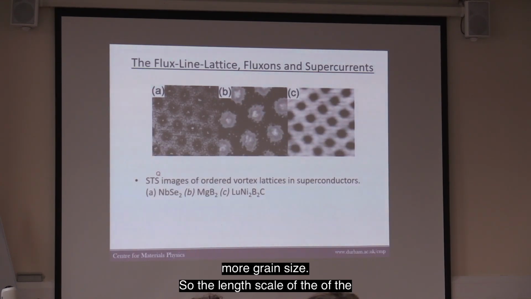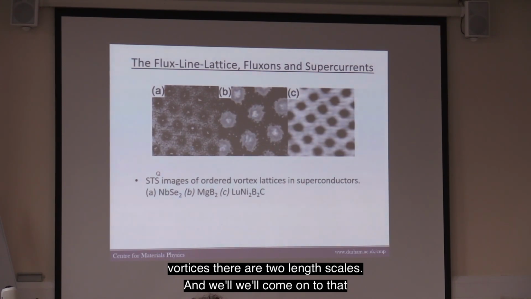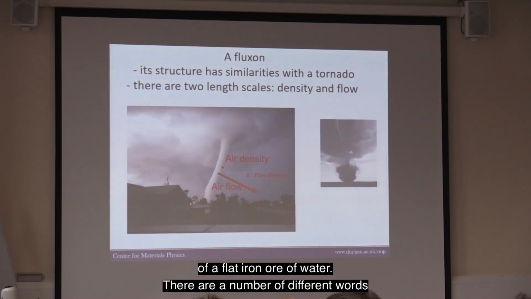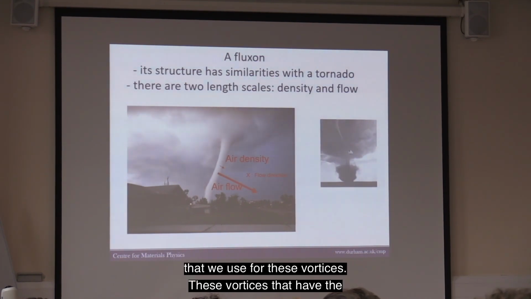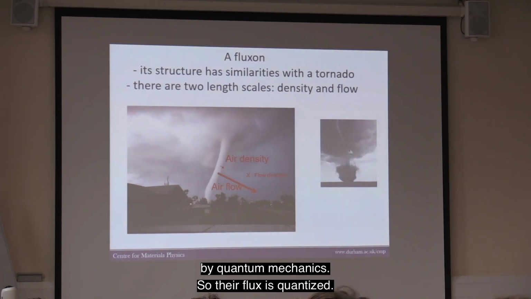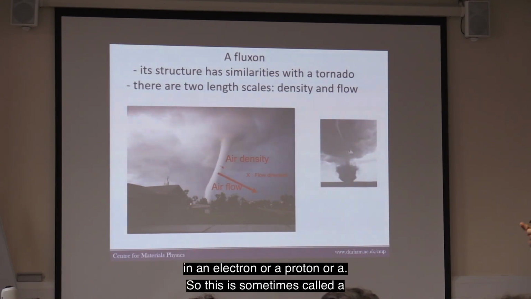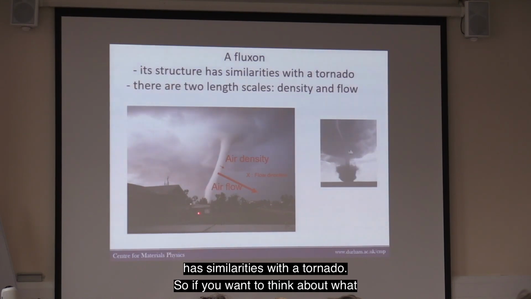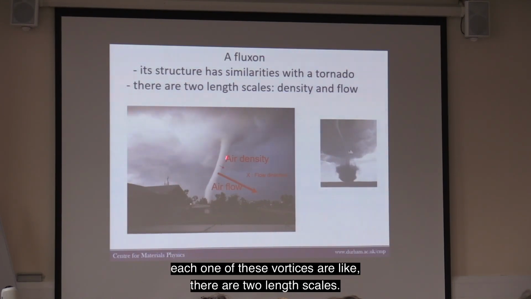So the length scale of the vortices, there are 2 length scales, and we'll come on to that in just a moment. So this is the length scales of a fluxon or a vortex. There are a number of different words that we use for these vortices. These vortices have their properties determined by quantum mechanics. So their flux is quantized. So we can call them fluxons, just as the charge is quantized in an electron or a proton. So this is sometimes called a fluxon or a vortex, and it's called a vortex because it has similarities with a tornado.